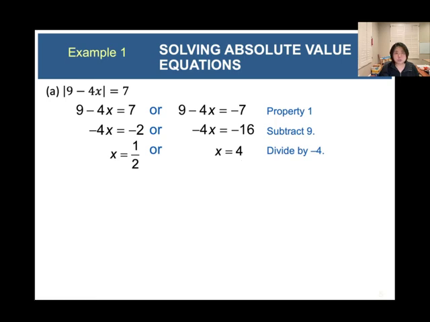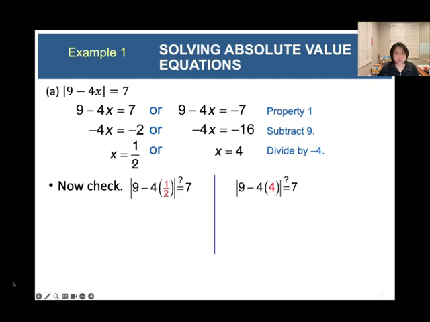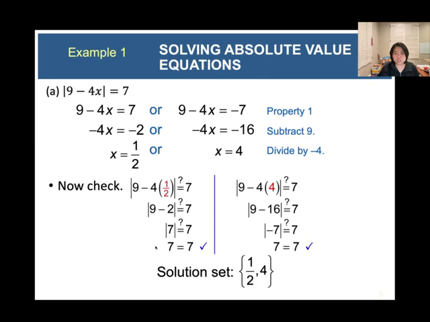After you're done, you could double check your work. Plug it back into the original equation. When x equal to 1/2, we'll plug in here. So 4 times 1/2 will be equal to 2. 9 minus 2 will be equal to 7. Same idea for the other one. So for both of them, we're going to get a true statement. So our solution set will be 1/2 and 4.